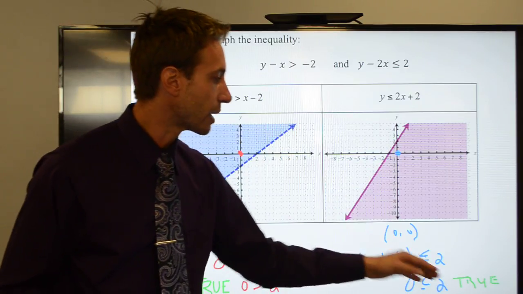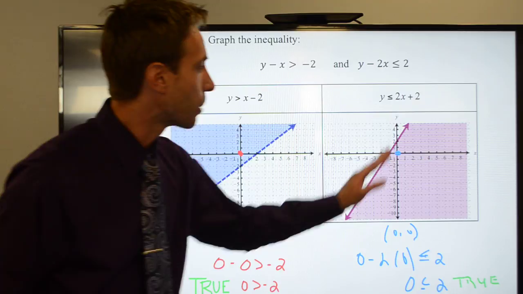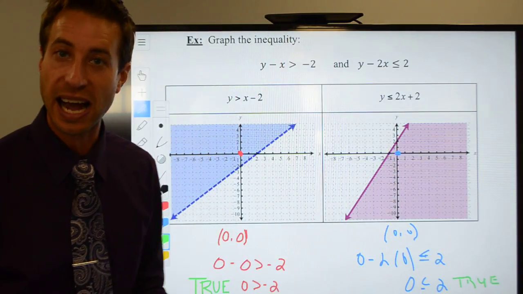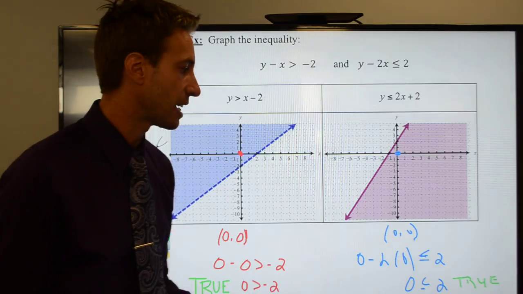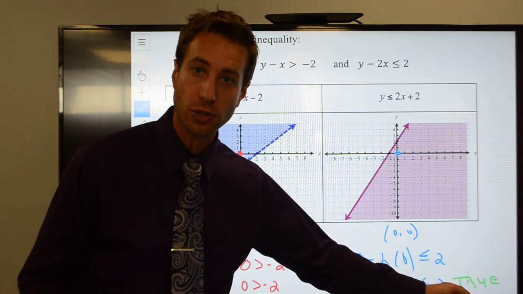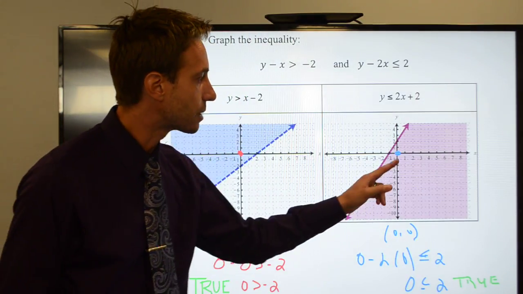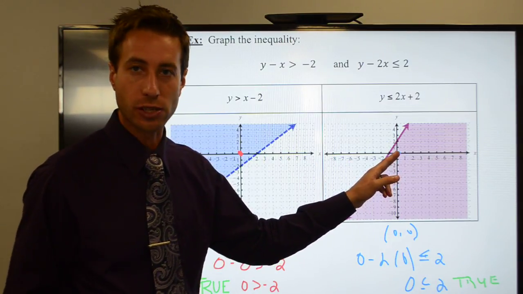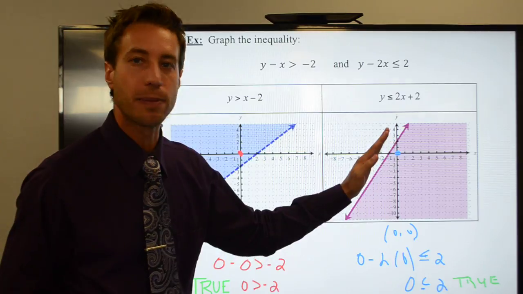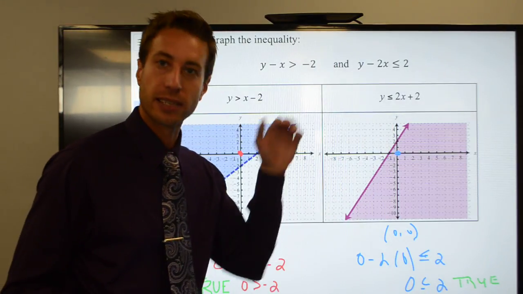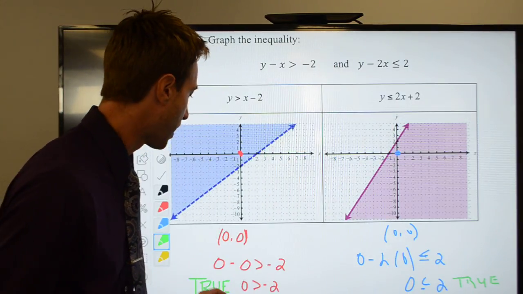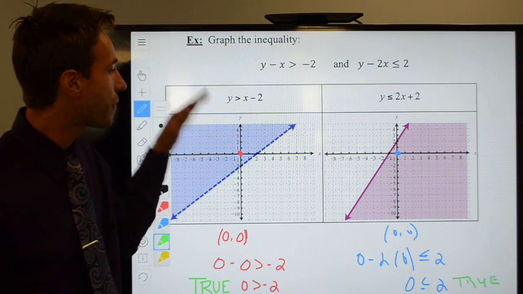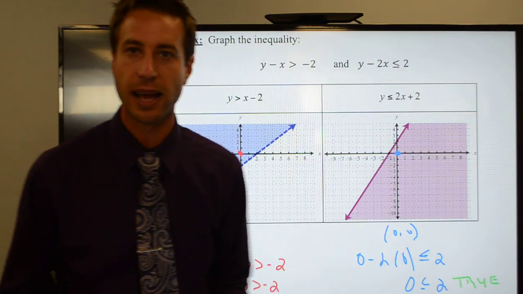Since my test point gives me a true statement, I will shade everybody on the test point side of the line. If my test point had given me a false statement, because my test point is below the line and it was false, it's not a solution, I would want to shade everybody on the opposite side of the line. But that's not what happened. I wound up with two true statements, and so everybody on the test point side of the line gets shaded.